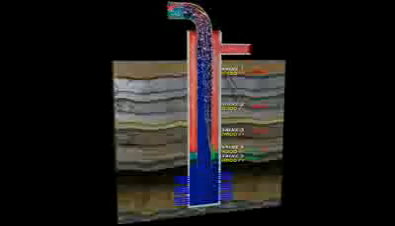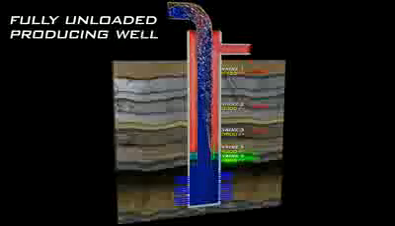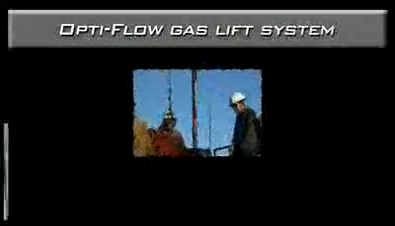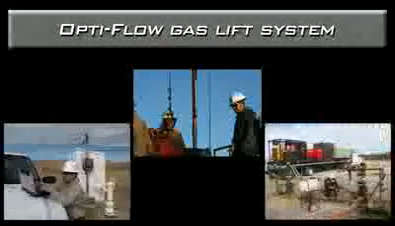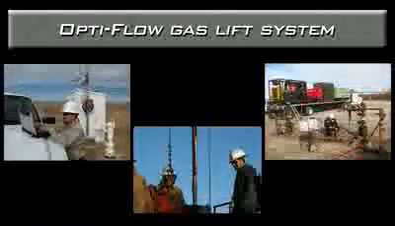The valve at the point of injection remains open, as does the submerged valve below it. Fluids can continuously unload through these valves, and the well is able to flow at its optimal rate. The OptiFlow gas lift system from PCS is an extremely flexible artificial lift solution that can adapt to the flowing conditions throughout the well's lifespan.